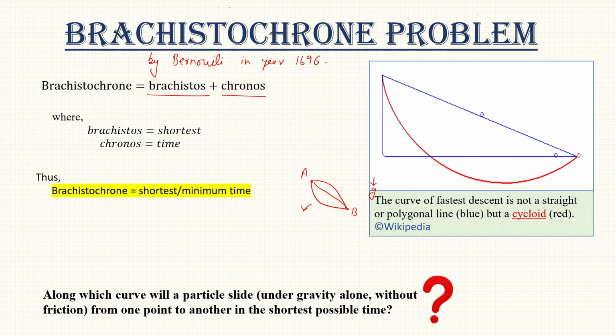Now, to solve this problem, we will use the method of calculus of variations. The fundamental equation of calculus of variations is the Euler-Lagrange equation, and using this equation we will solve our problem. First of all, let us discuss what the Euler-Lagrange equation is. Actually, the Euler-Lagrange equation gives a necessary condition for a function to extremize a given functional.